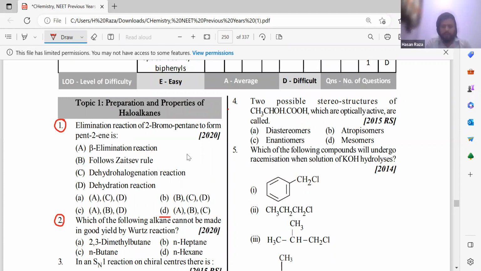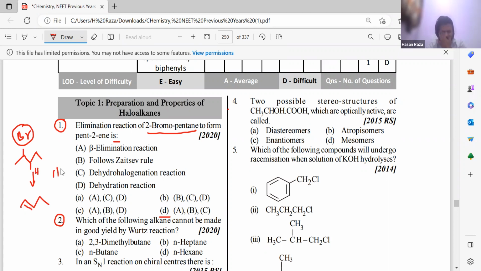First of all, very good. This is your bromopentane forming pentene. First, you are going to write the structure of 2-bromopentane. So I'm going to write it like this. This is your pentane and it is 2-bromo. And it forms pent-2-ene. That means you are going to remove bromine from here and hydrogen from the beta carbon. So there will be formation of this.